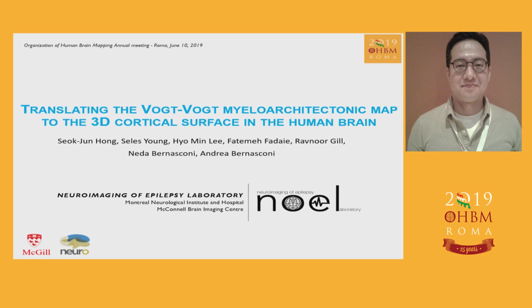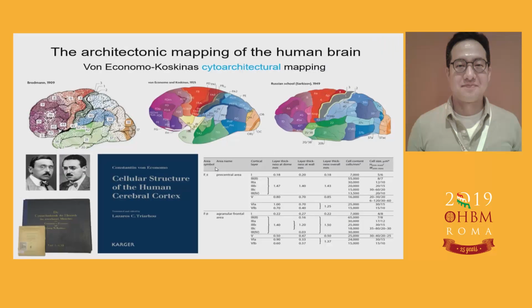Today I'm going to talk about some of my recent work on the construction of a 3D atlas, where we translated this old book of the Vogt school about the myeloarchitectonic map to the 3D cortical surface in the human brain. They really tried to bring this old legacy information to the current neuroimaging field.